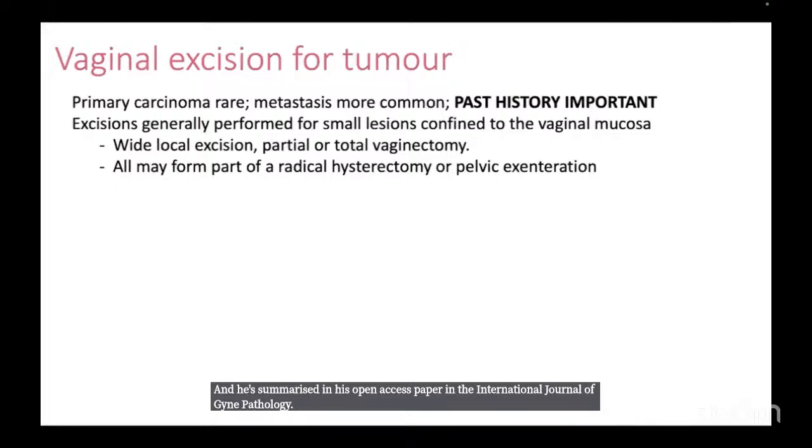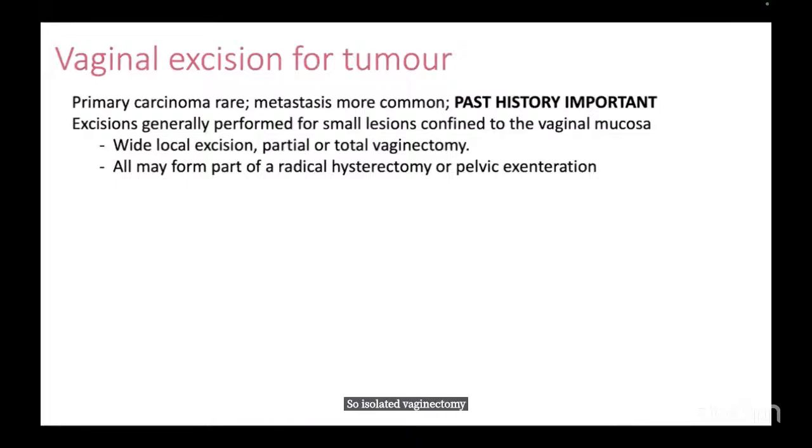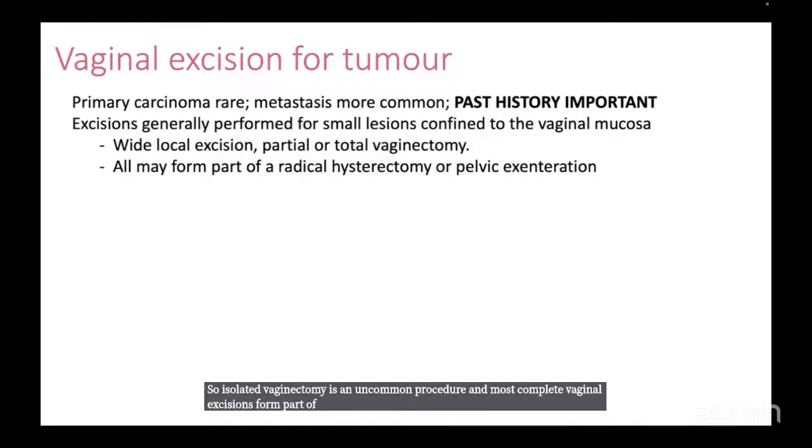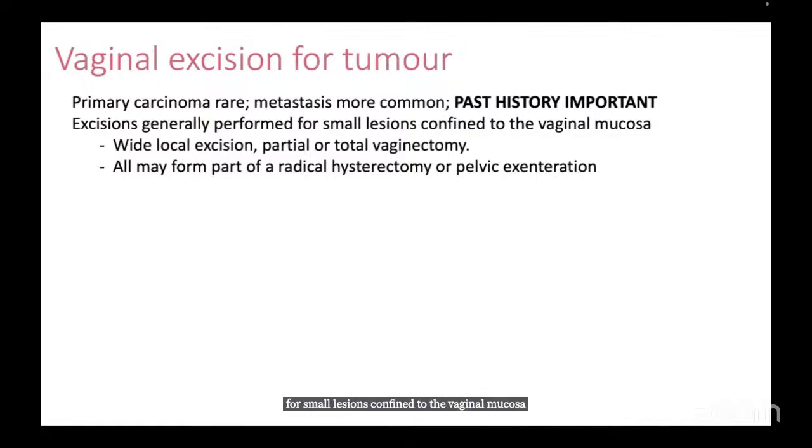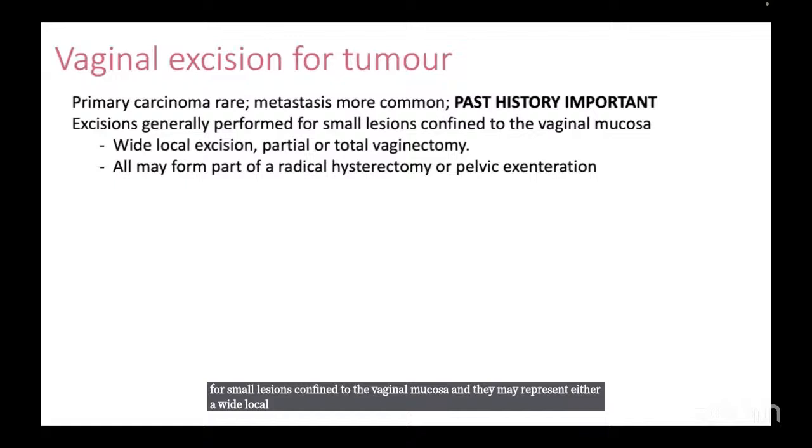So isolated vaginectomy is an uncommon procedure, and most complete vaginal excisions form part of a pelvic exenteration. And this reflects the fact that primary vaginal cancers are rare. So most vaginal cancers happen to be secondary, representing direct extension or metastasis, usually from an endometrial, cervical, or colorectal primary. So when we do get excisions, these are generally performed for small lesions confined to the vaginal mucosa, and they may represent either a wide local excision or a more extensive partial or total vaginectomy.